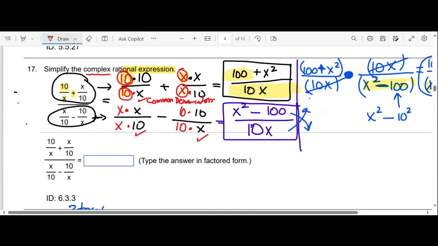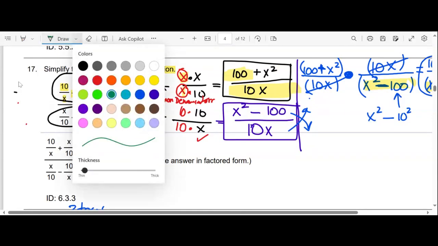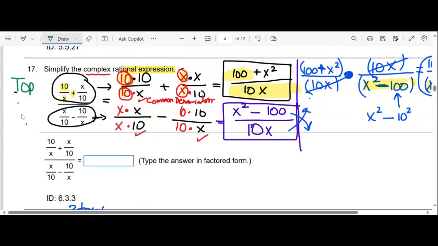Now this is the top. We play with the top first, right? Yes. We're doing the top. Now we need to do the bottom, right? Now I put the same thing. X over 10 minus 10 over x. Now I have x here. Do I have x here? No. So you have to add.